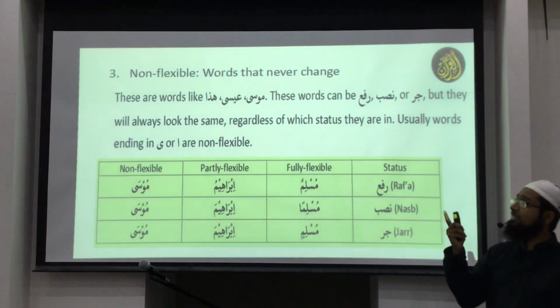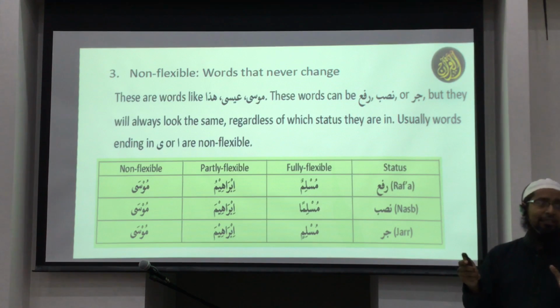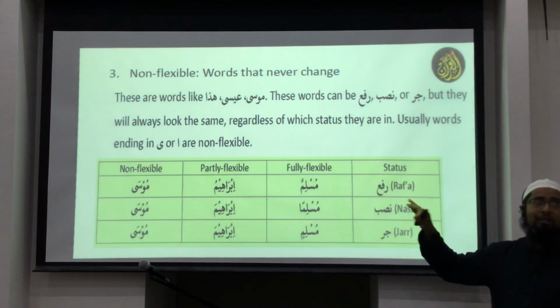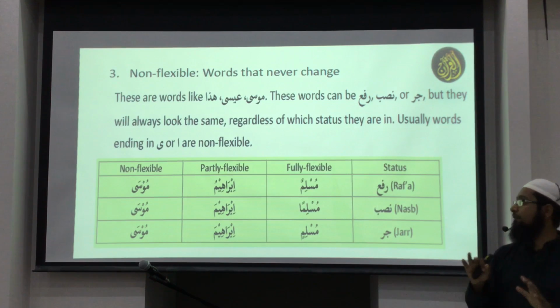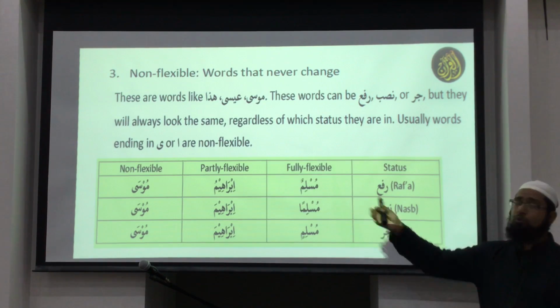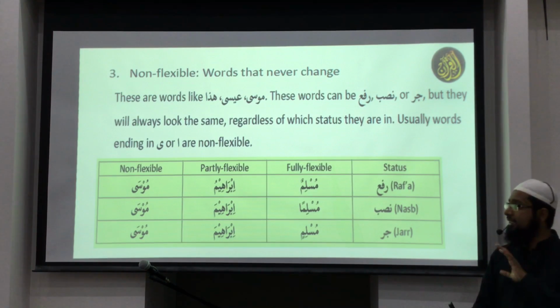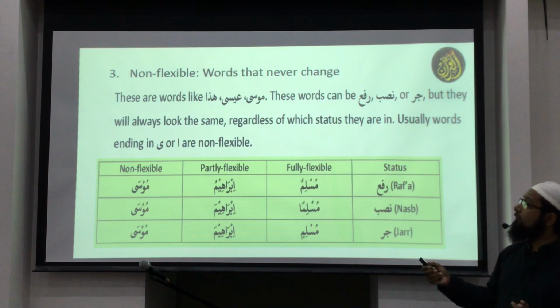And non-flexible words never change. They're always the same. Partly flexible words change sometimes, they just don't have the tanween on them, but non-flexible words never ever change. They're always the same. Just a word like Musa. You will never find in the Quran Musi or Musan. Nothing like this. Musa is always Musa. Isa is always Isa.